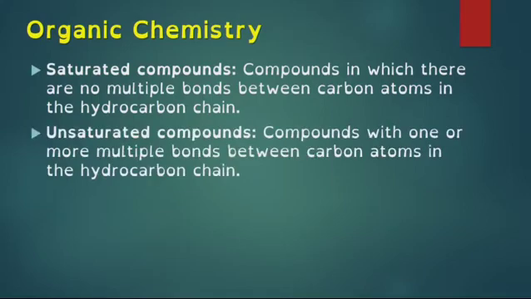And this is pulled through to our unsaturated compound definition. So we have for unsaturated compounds, a compound with one or more multiple bonds between carbon atoms in our hydrocarbon chain. Please make sure that you understand the difference between a multiple bond between carbon atoms and a multiple bond between an oxygen and a carbon atom.